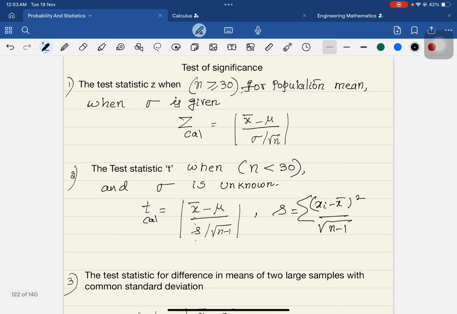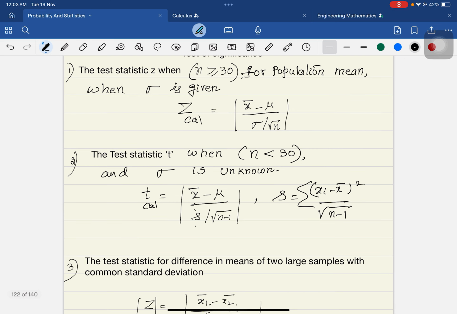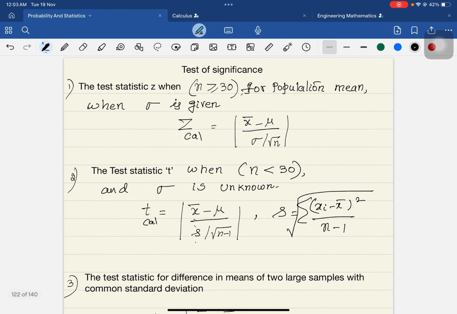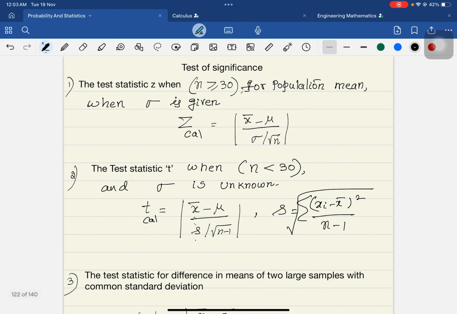So here we have to write, this is square root of n minus 1. This is xi minus x bar the whole square by n minus 1 under root, correct? This is the sample standard deviation. So let us remember all this.